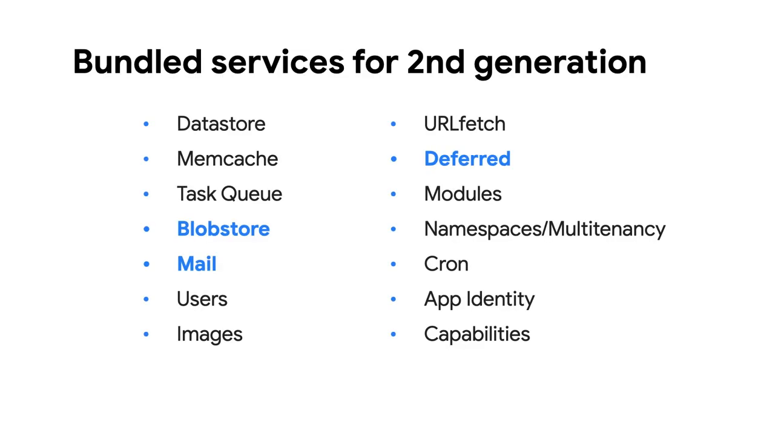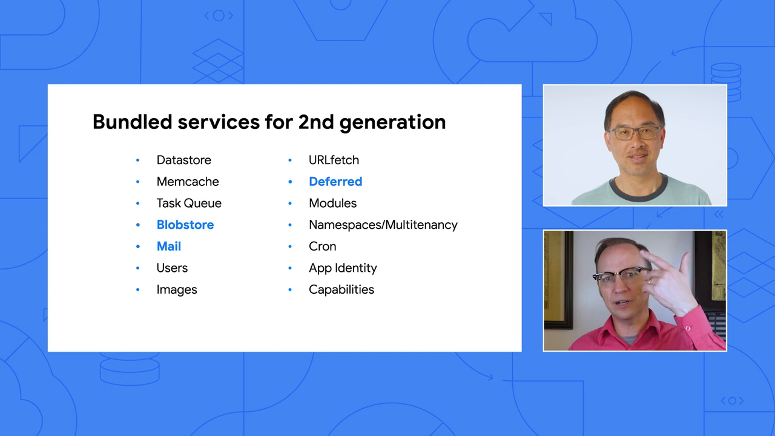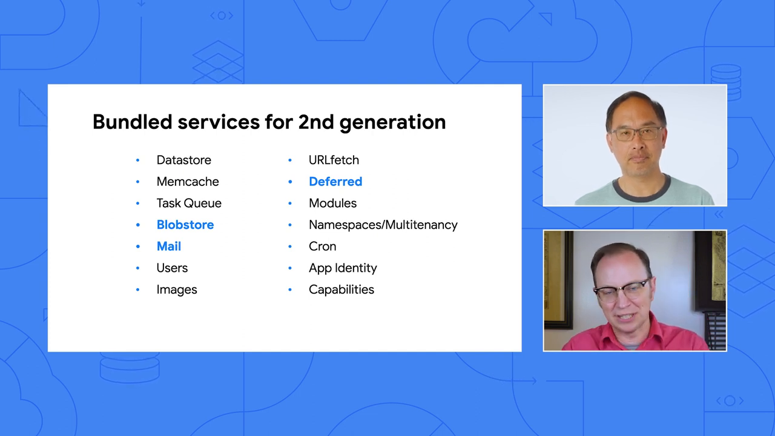So here's the list of which bundled services are available in second-gen runtimes like Python 3, and the ones we're looking at today are Blobstore, Mail, and Deferred. Got it. Now, why are these services so special that they need extra code changes? That's a good question. And the answer has to do with their legacy. In one way or another, it involves a part of App Engine that changed between the first and second generations. Whether it's a dependency on the webapp or webapp2 frameworks that are not available in Python 3, or parts of app.yaml that are no longer supported.